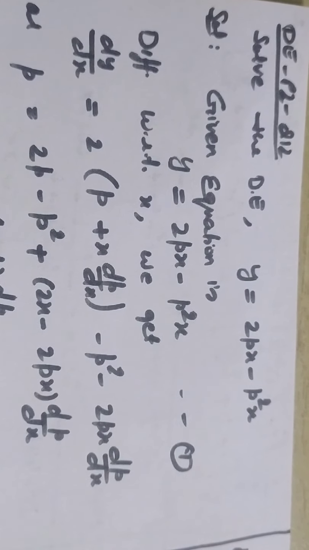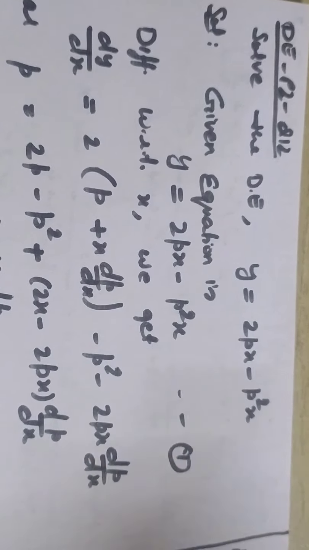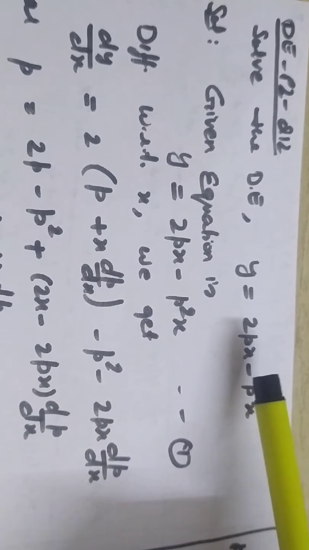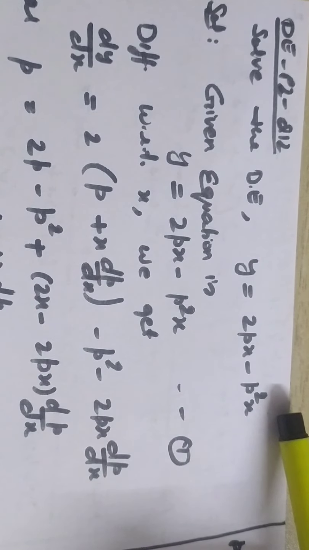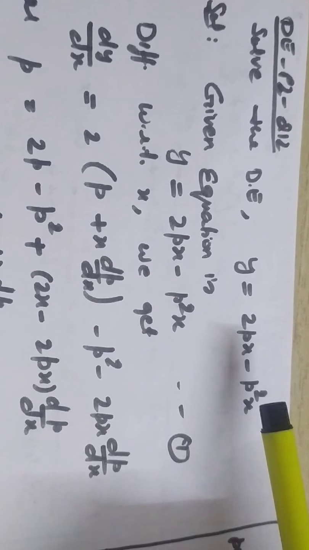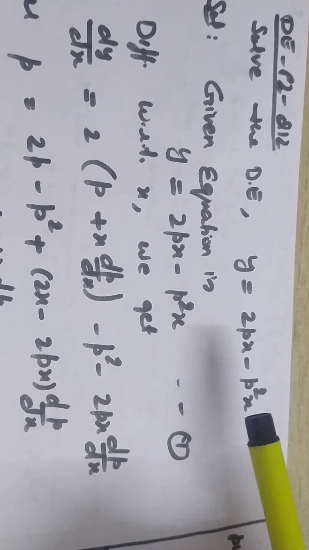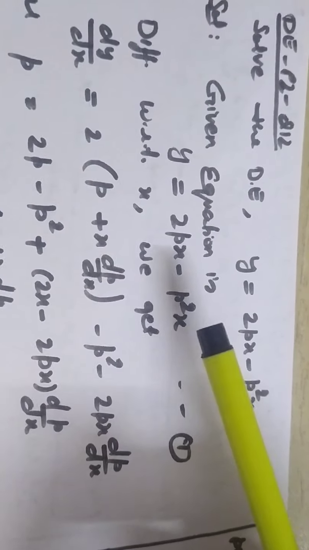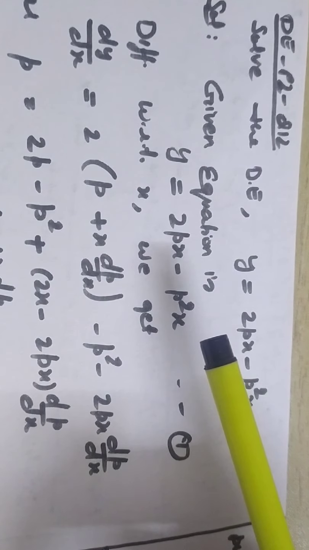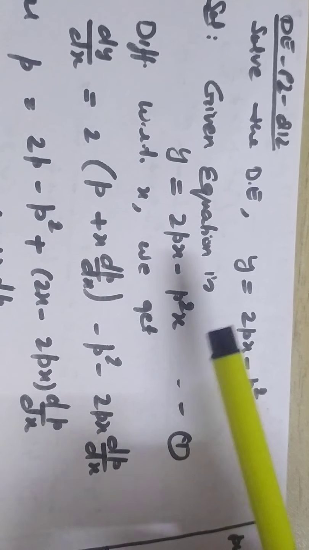Question 12, paper 2, differential equation. y is equal to 2px minus p square x is the given differential equation which is to be solved in this question. So this is the given question and the given equation.